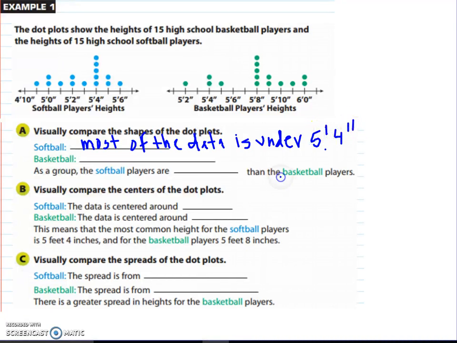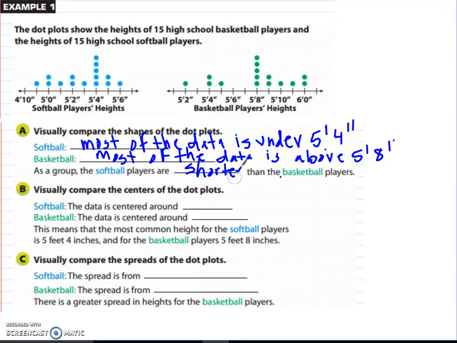You could do another statement. For basketball, you could say most of the data is above 5'8". As a group, softball players are shorter than basketball players. Visually compare the centers of the dot plot.